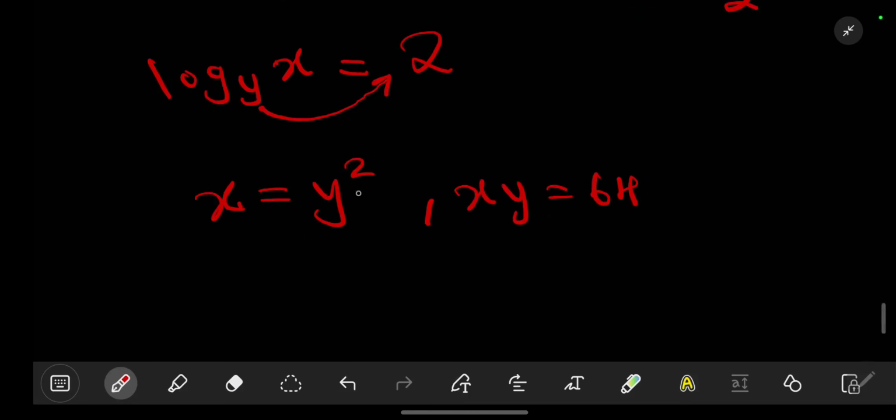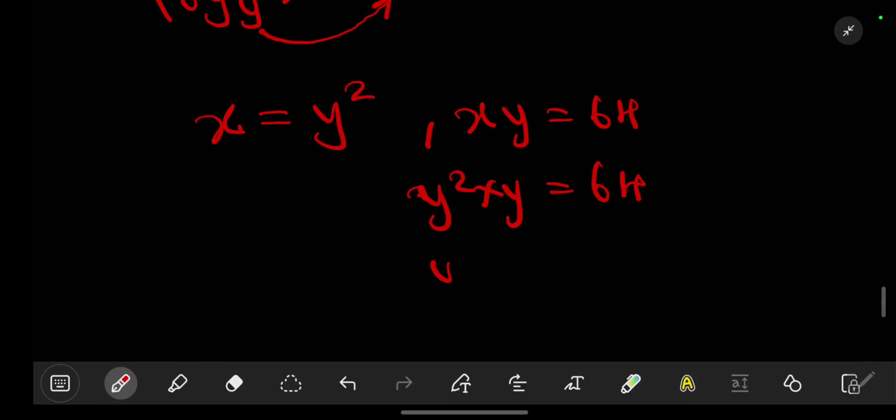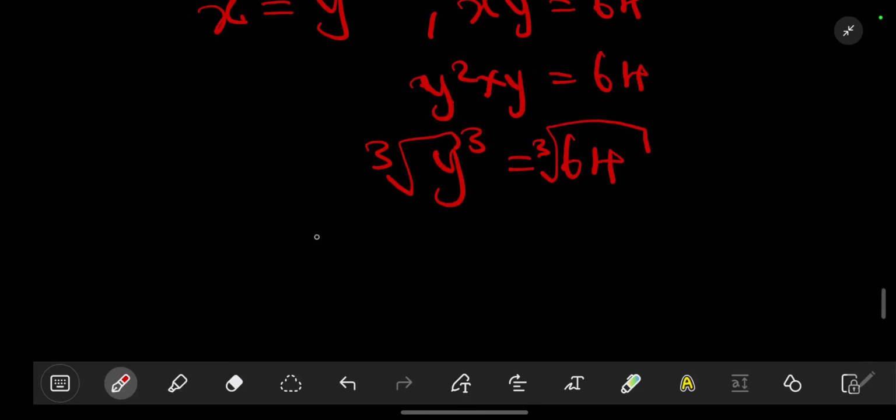So where there is x, we are going to put y squared, times y, should be equal to 64. Then you have y to the power of 3, since y squared times y is y to the power 3, should be equal to 64. Then we are going to find the cube root, which will give us y should be equal to 4. So that is how we are going to do that one. So we have y is equal to 4.